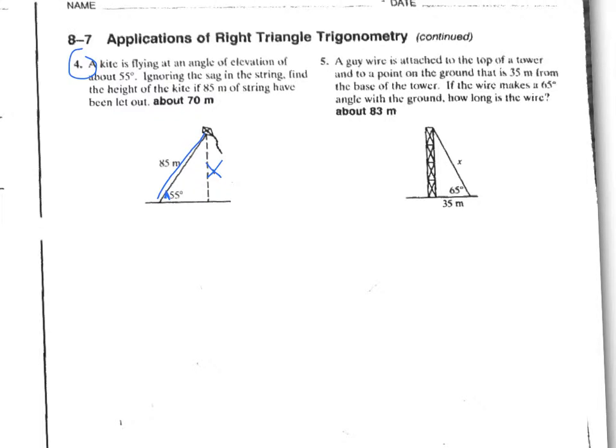So let's go ahead and label this. Here's my right angle, which means my hypotenuse is going to be 85, and the side across from 55 is going to be my opposite. So SOHCAHTOA. I have the hypotenuse, and I'm looking for the opposite.